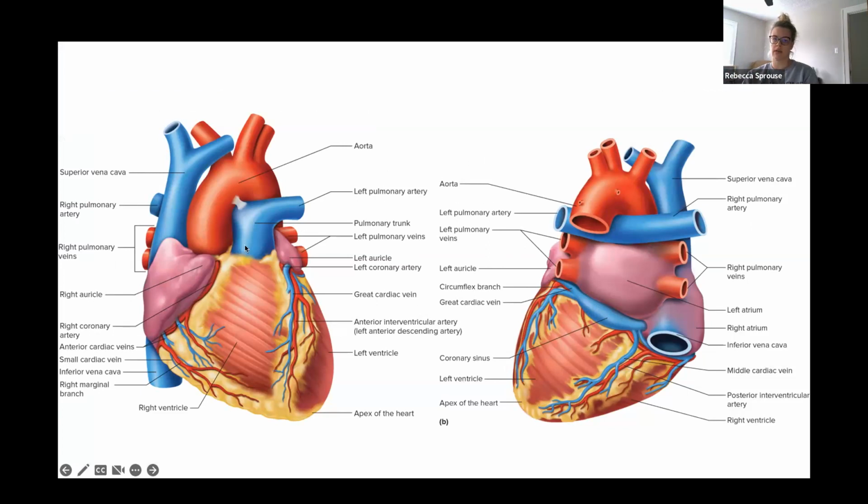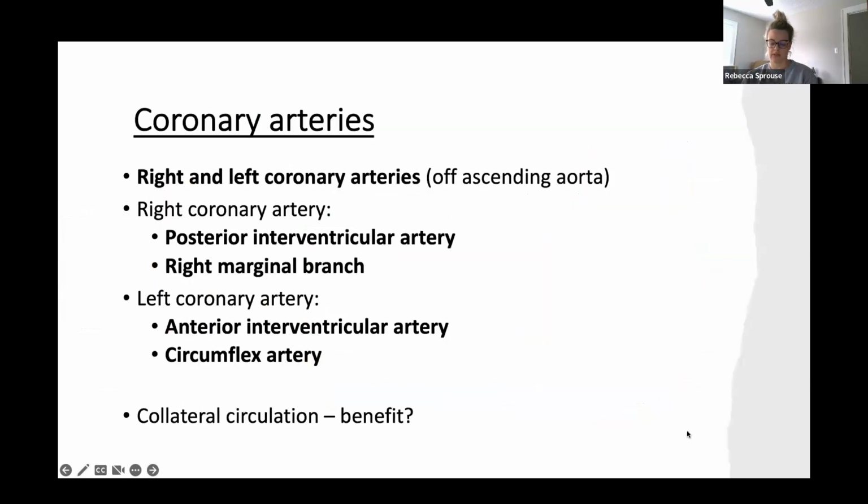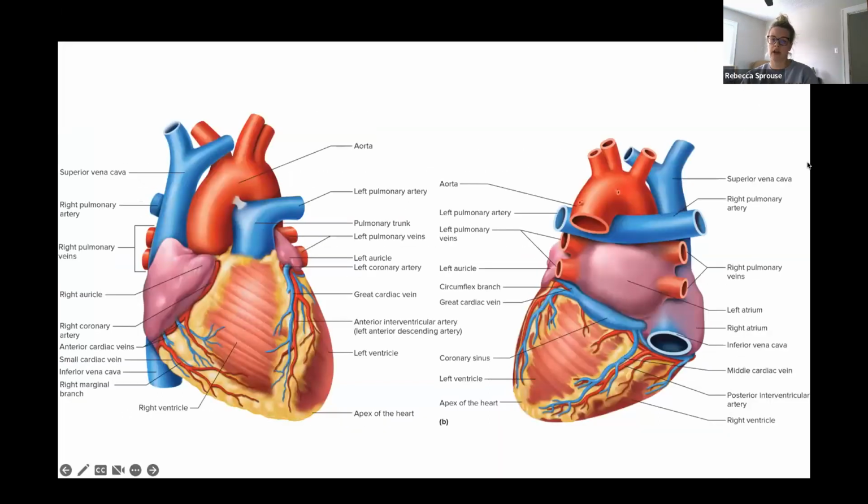So essentially they're divided here at the front, right? There's nothing connecting the right and the left coronary here, but they will connect in the back. That is called collateral circulation. It's kind of like a basketball hoop. They're not connected in the front, but they are connected in the back, and both drain into this posterior interventricular.